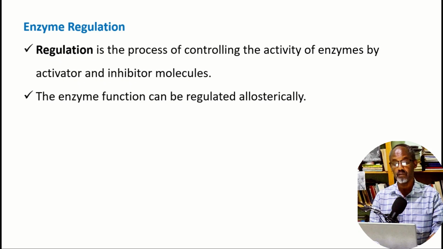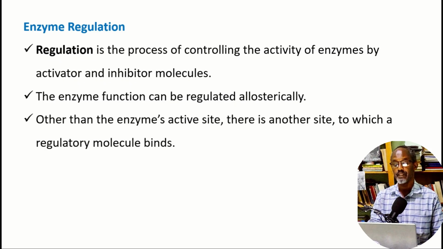The enzyme function can be regulated allosterically. One way of regulation is, of course, allosteric regulation. This works for allosteric enzymes, and I will elaborate on this. Other than the enzyme's active site, there is another site to which a regulatory molecule binds. This is known as the allosteric site. This is not for all enzymes. Be careful. There are special groups of enzymes which are very important.